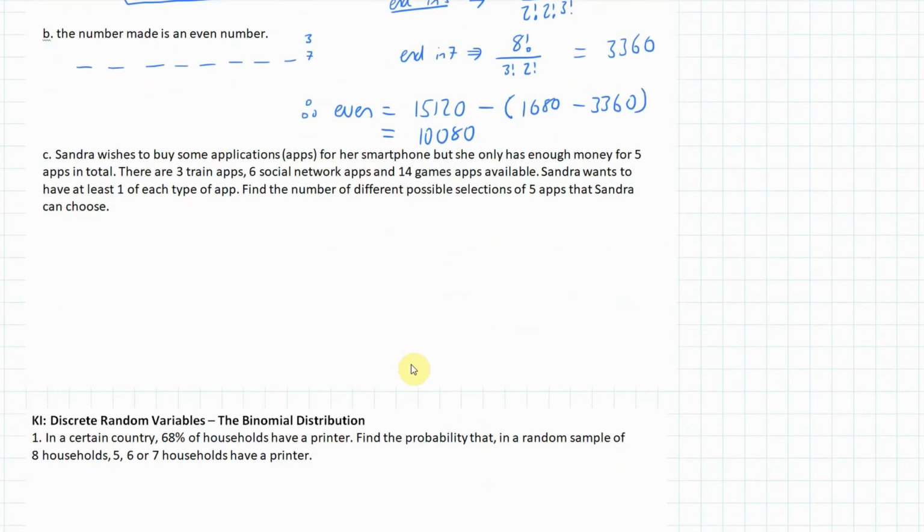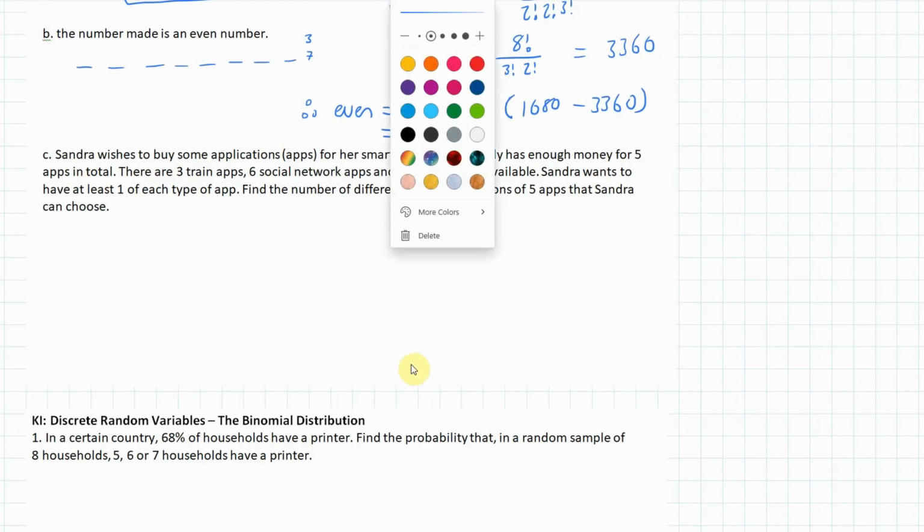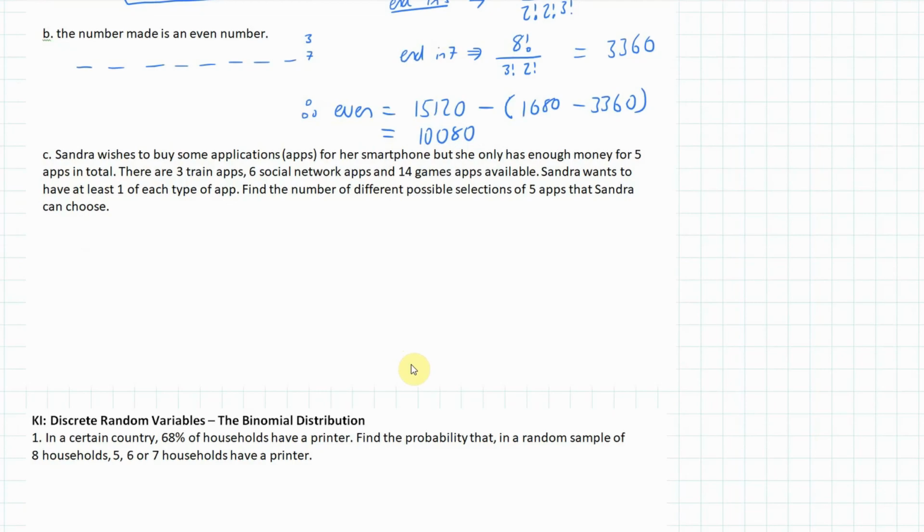Okay, Sandra wishes to buy some applications. Oh, that sounds very fancy. Applications, apps for her smartphone, but she only has enough money for 5 apps in total. Okay. There are 3 train apps. Train apps. Is it like training? Or is it like getting the train to uni or something? I don't know. 6 social network apps and 14 game apps available. Sandra wants to have at least one of each type of app.